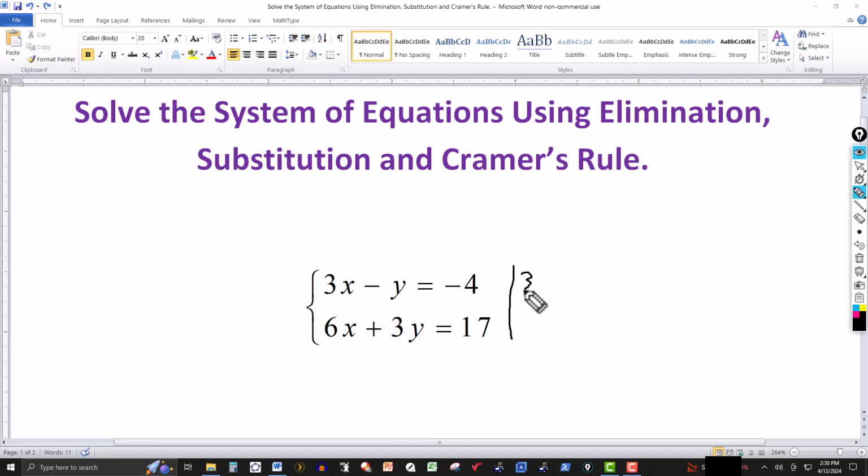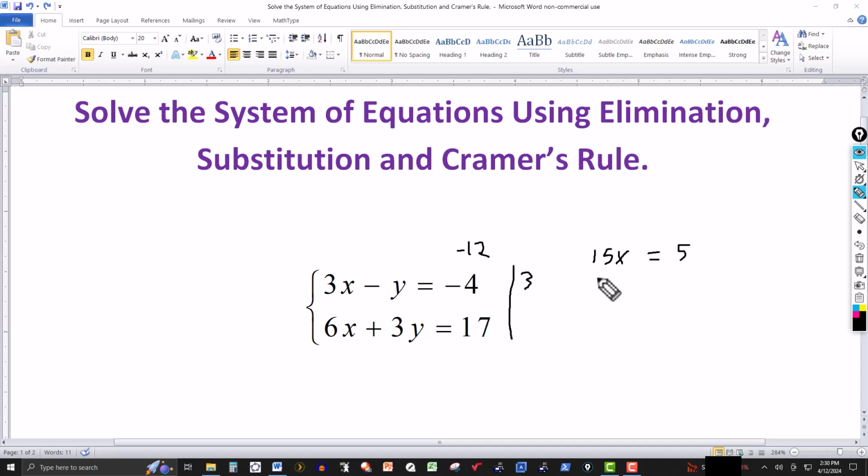So 3 times 3x is 9x and 6x, that's 15x. So I come up with this equation. And then 3 times a minus y is a minus 3y, and then added to 3y, that cancels. So I'm left with 15x. And then 3 times a minus 4, that's a negative 12 here. Remember, I'm not doing anything to the second equation, so now I just add them. Minus 12 and 17 is 5.